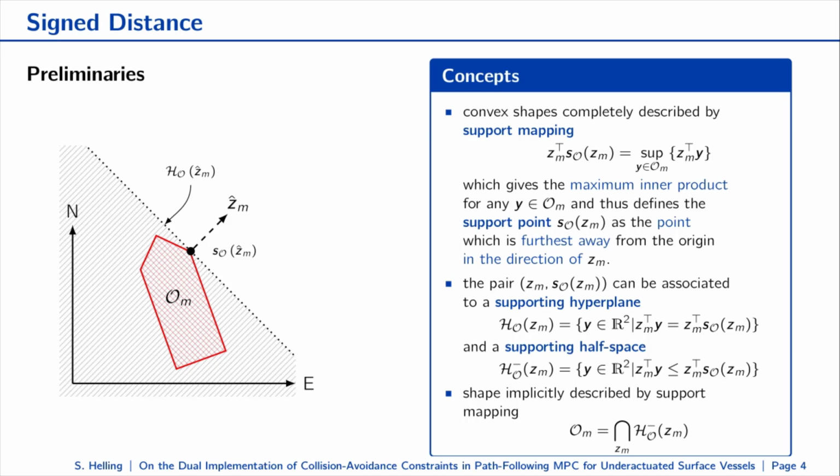The convex shape is then given as the union of all supporting half spaces. So you consider every possible direction z, which then gives a possibly different support point and therefore also a different half space.